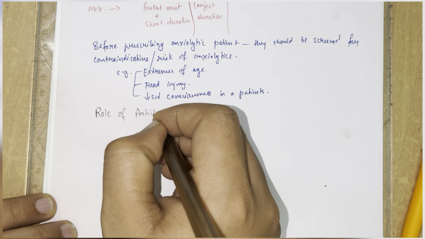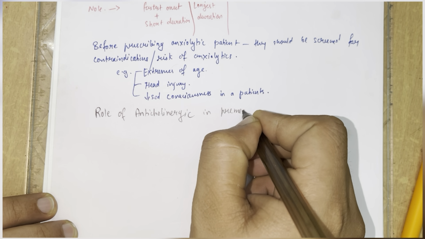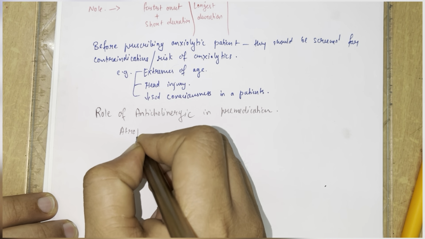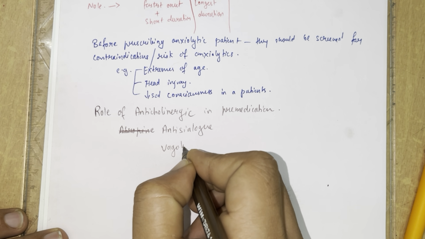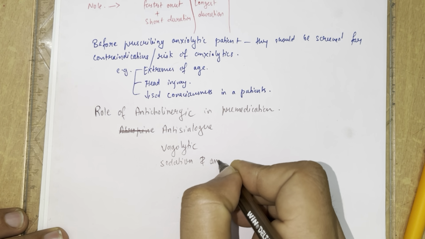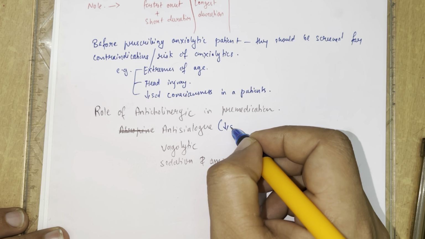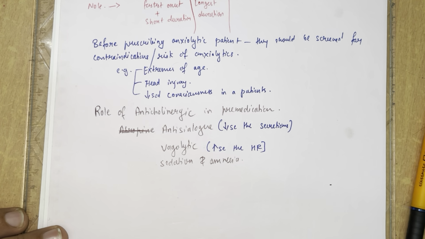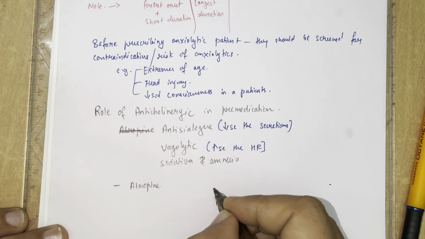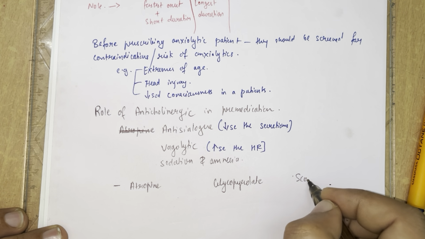Okay friends, now we talk about the role of anticholinergic drugs in pre-medications of anesthesia. First we talk about the properties: anti-sialagogue property, vagolytic property, and sedation and amnesia property. Here, anti-sialagogue property causes a decrease in secretion, and vagolytic causes an increase in heart rate. Now, examples are atropine, glycopyrrolate, and scopolamine.